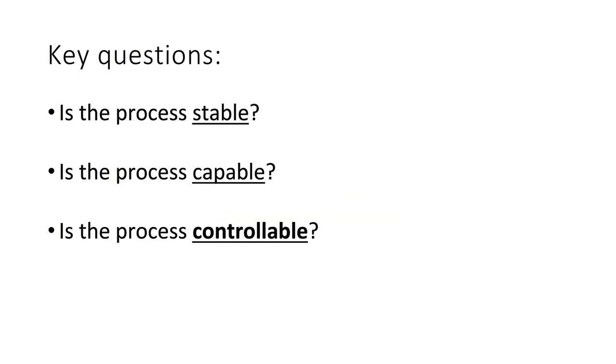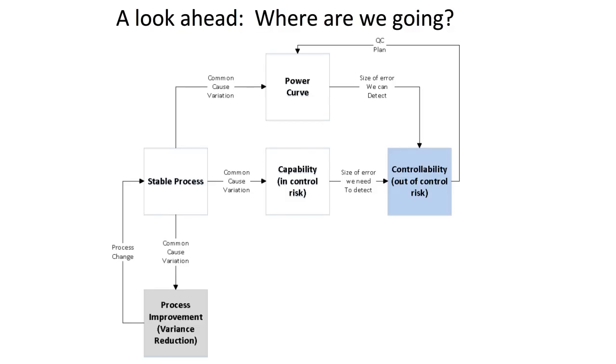This series of videos emphasizes three concepts that are fundamental to quality control. They're stability, capability, and controllability. In the last video, we took a detour and discussed power curves, which will be helpful for a discussion of controllability. Let's go back to our high-level diagram. We've covered the blocks there that are shown in white. We're going to look at controllability, the one in blue, and then lastly we'll look at process improvement. So you should have a good understanding of stability and capability and power curves at this point.